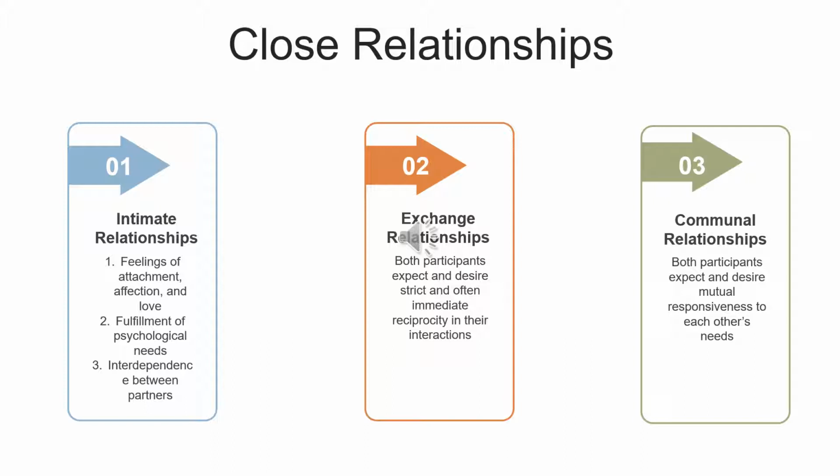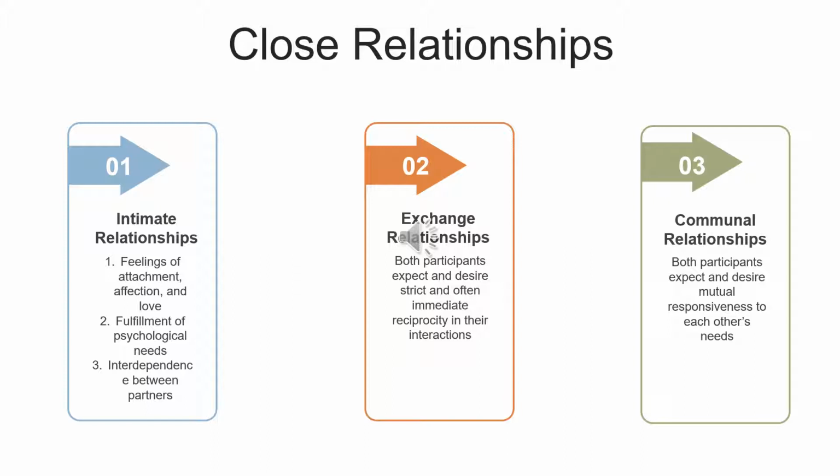Close relationships are built over time. We can categorize these in different ways. Probably the most obvious way to categorize close relationships is intimate versus non-intimate relationships. Intimate relationships have certain feelings of attachment, affection, and love towards another. They also are characterized by the fulfillment of psychological needs and interdependence between partners.